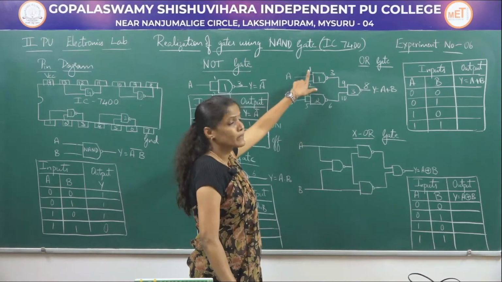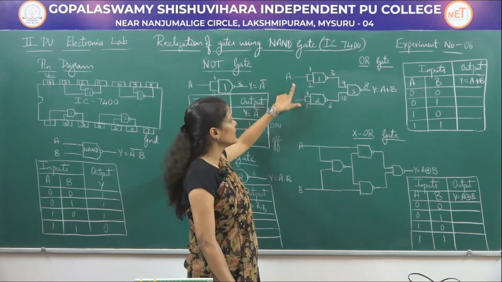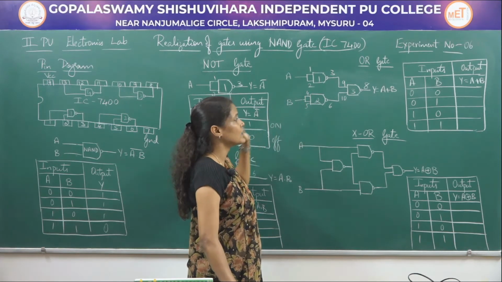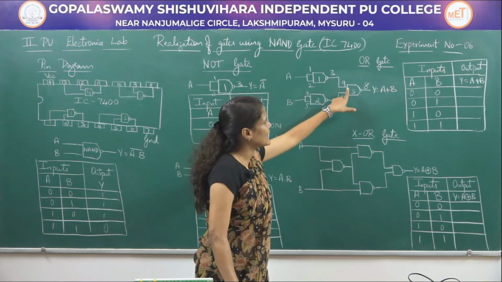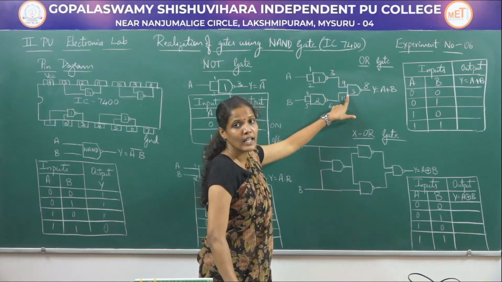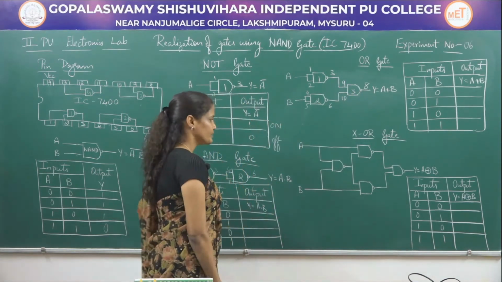1 and 2 must be shorted and that must be connected as one of the input terminals. 4 and 5 must be shorted and that must be connected as the other input terminal. Pin number 3 must be directly connected to 9. 6 must be directly connected to 10 and the 8th pin will be the output terminal.